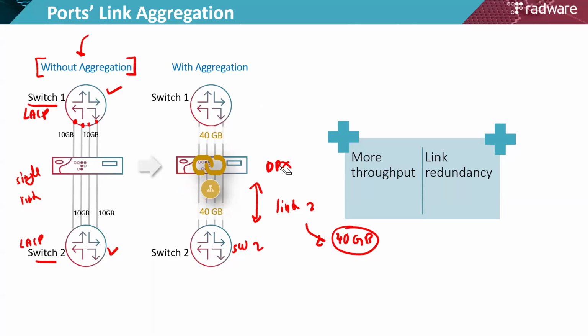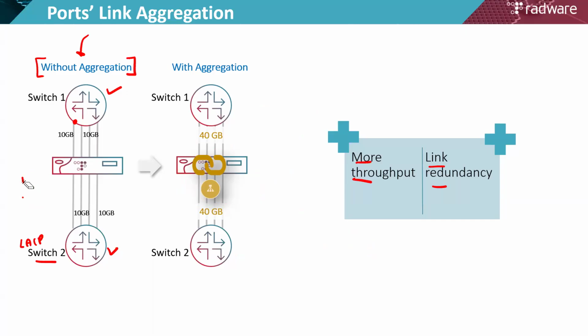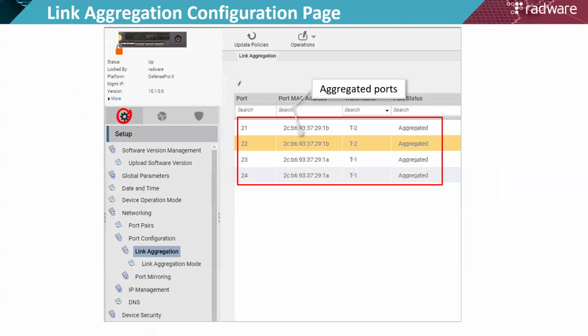Link aggregation is done in order to increase the bandwidth capacity or to get more throughput, and it also gives you redundancy. So this is the port link aggregation, which you can also configure on the Defense Pro devices. You can configure it here under networking, link aggregation. So these are the two ports which are configured. This is link number 2, this is link number 1, and they're communicating with each other. So this is how you configure them.